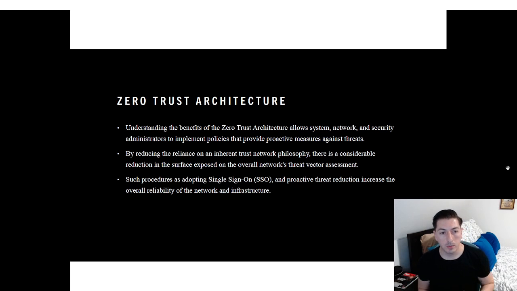Zero Trust architecture. Understanding the benefits of the Zero Trust architecture allows system, network, and security administrators to implement policies that provide proactive measures against threats. By reducing their reliance on an inherent trust network philosophy, there is a considerable reduction in the surface exposed on the overall network's threat vector assessment. Such procedures as adopting single sign-on and proactive threat reduction increase the overall reliability of the network and infrastructure.